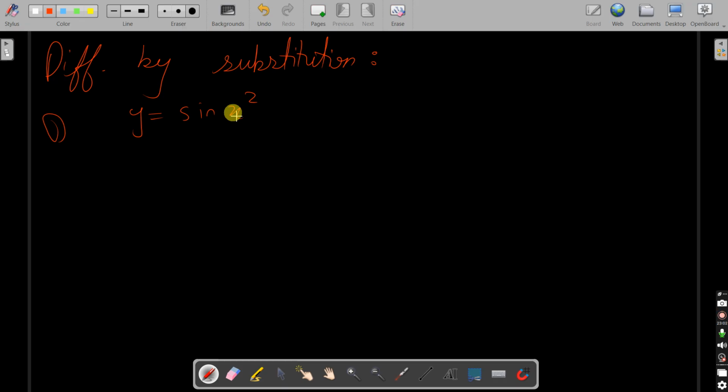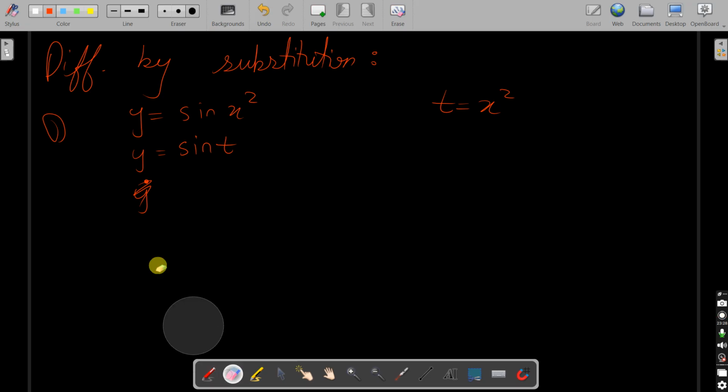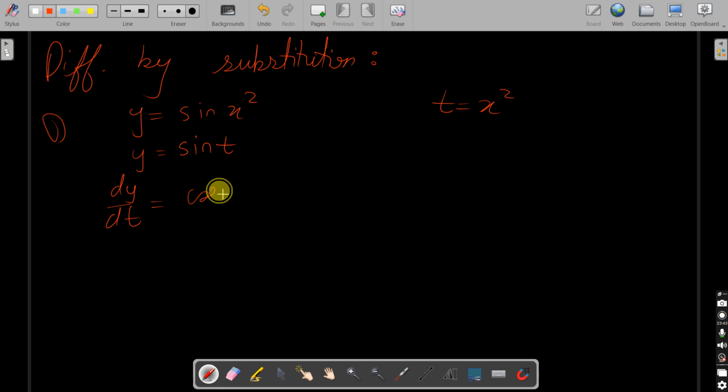We have to substitute, as the name says, substitution. This x square is our problem. If this was sine x, we would have solved it like cos x. So let's substitute t as x square. So y becomes sine of t. Now this is easy. So dy by dt. This is not dy by dx. This is dy by dt because this is a function of t. This will be cos t.